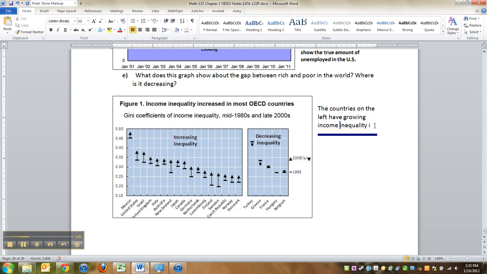Now, what does that mean? Income inequality is the disparity, the difference, the gap, let's put it that way, the gap between rich people and poor people, right? Between the rich and the poor is getting larger in all of these countries.